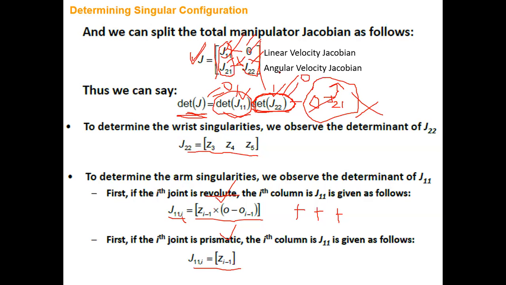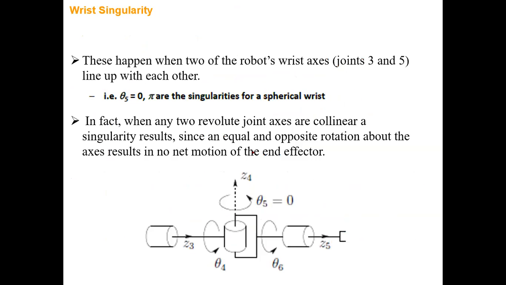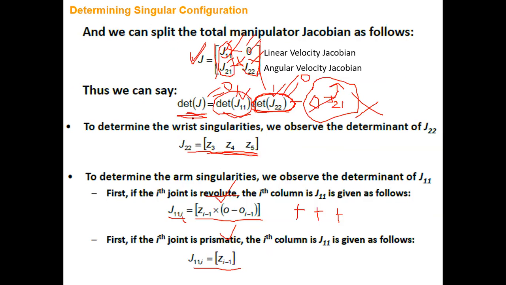The angular velocity Jacobian for the wrist. So what is the angular velocity Jacobian for the wrist? This is the angular velocity Jacobian, right? Z3, Z4, and Z5. So this is what you do. Find the determinant of this block here. Determinant of J22 equals 0. That's what you do. So how do you find the determinant of J22?